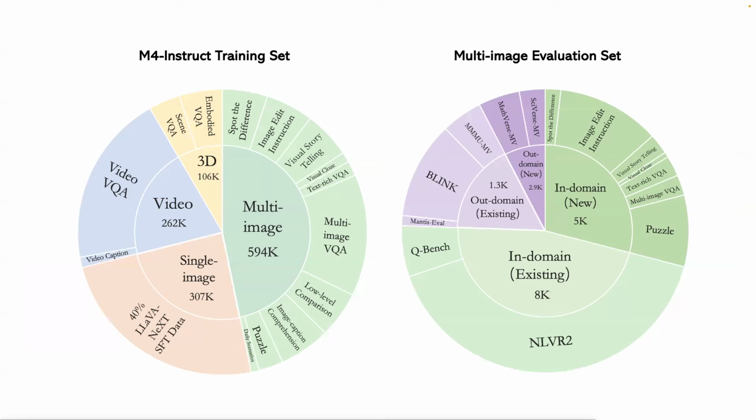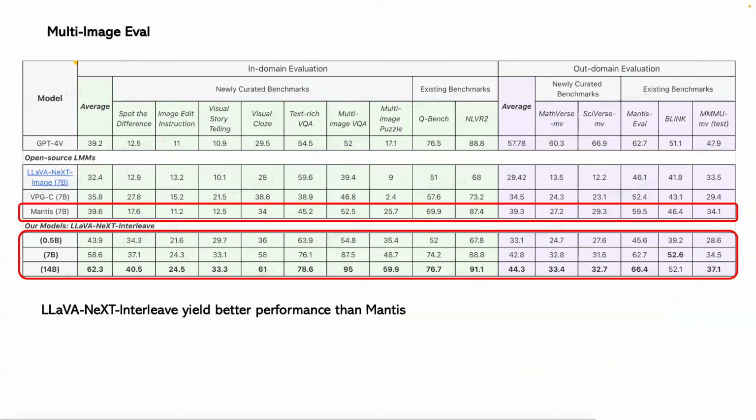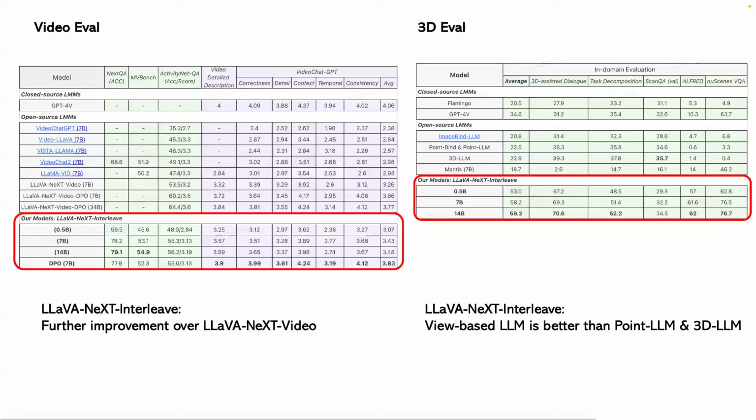And we construct a dataset and put all this training data together. We also construct an evaluation dataset to evaluate the multi-image scenario. It turns out that on the multi-image evaluation, the new model can outperform the previous state of the art, the Mantis model. We can also take a look at the performance on video, and this new model also outperforms the LLaVA-NeXT-Video model that we introduced earlier.